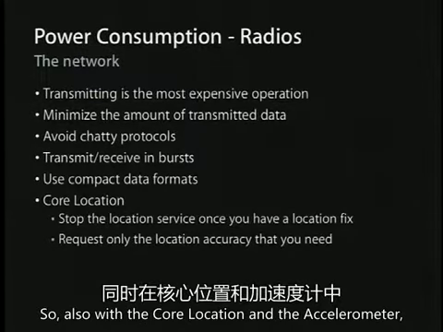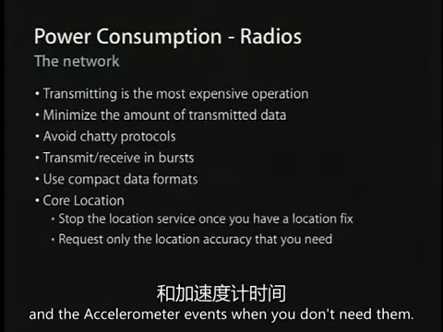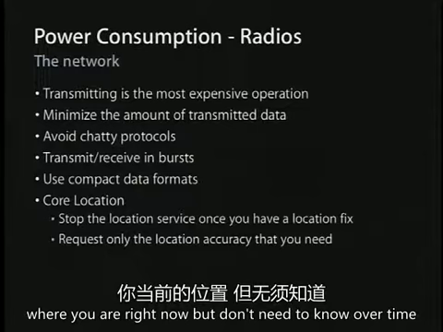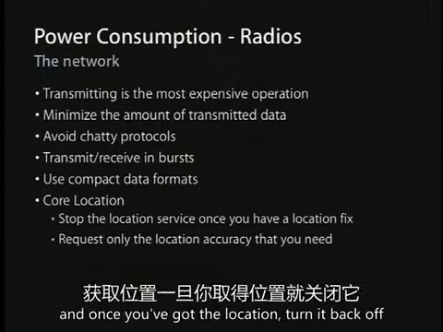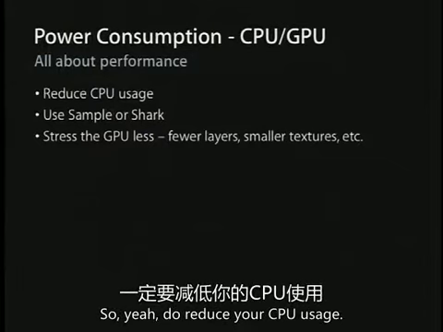And also with Core Location and the accelerometer, stop generating the location information and the accelerometer events when you don't need them. For Core Location specifically, if you only just need to know where you are right now, but don't need to know over time where you're going to be, turn it on, get the location, and once you've got the location, turn it back off so that we can power down GPS and all these other devices.